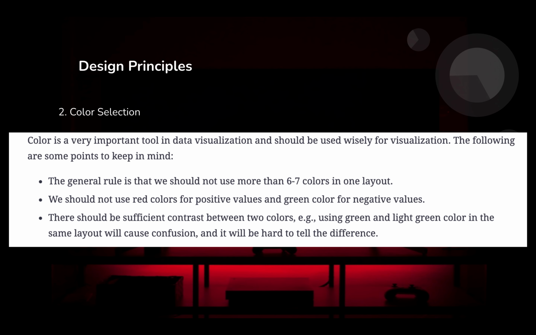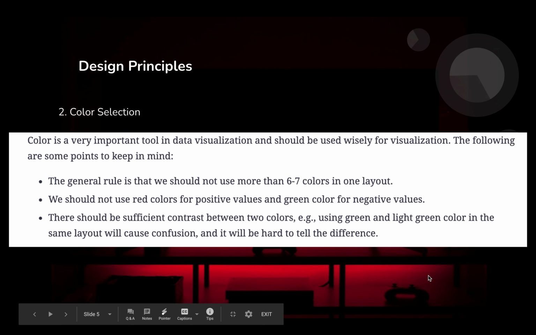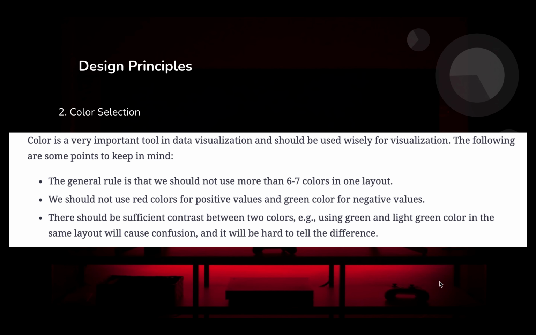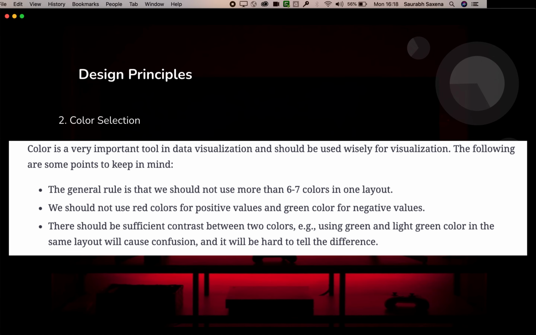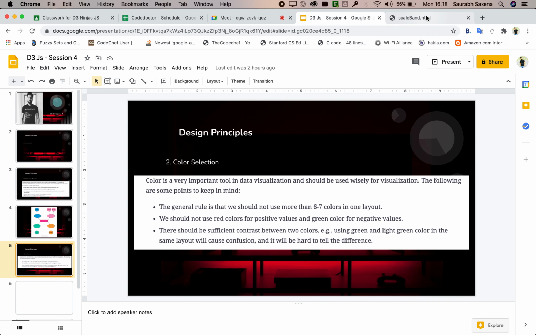Always use fewer than that, and don't use red for positive, or dark colors for positive values. Always use green for positive and red and orange for negative. Don't interchange these colors. There should also be sufficient contrast between two colors. If you have a green and a light green in the same layer, that will confuse the user trying to understand the graph. So these are three things we need to take care of with colors when drawing the graph. These are the design principles.